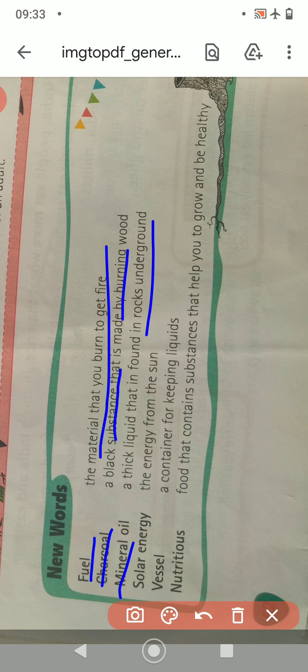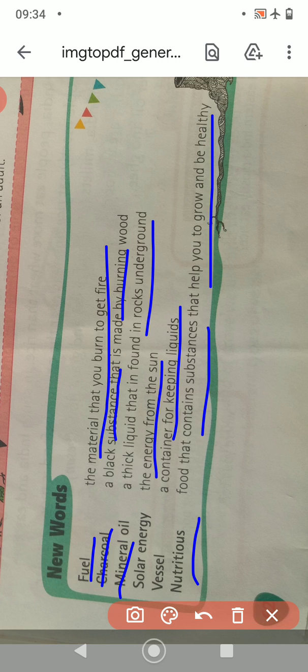From mineral oil we get LPG, then petrol and diesel. We get all of these from the thick dark colored liquid which is found underground. Solar energy, the energy from the sun. Then vessel. What is a vessel? A container which is used to keep things like liquids. And nutritious means food that contains substances that help you to grow to be healthy.